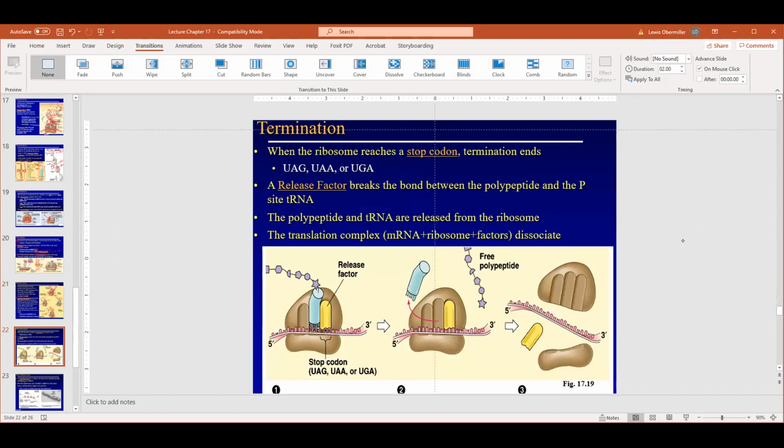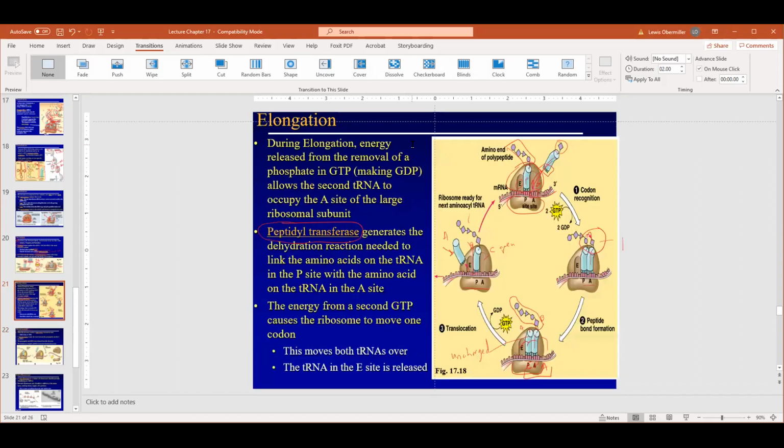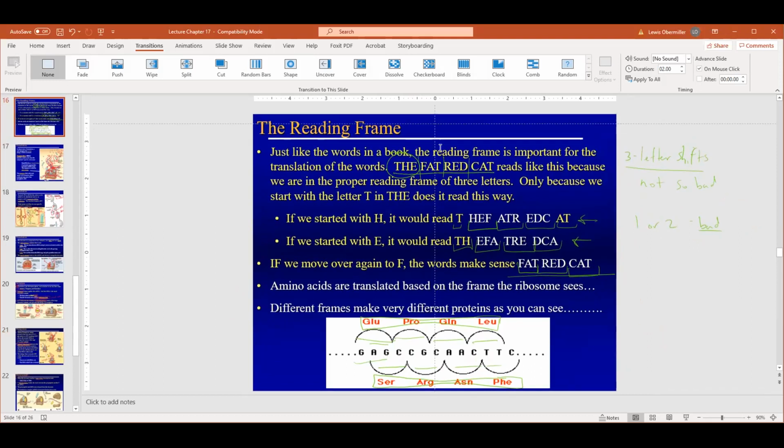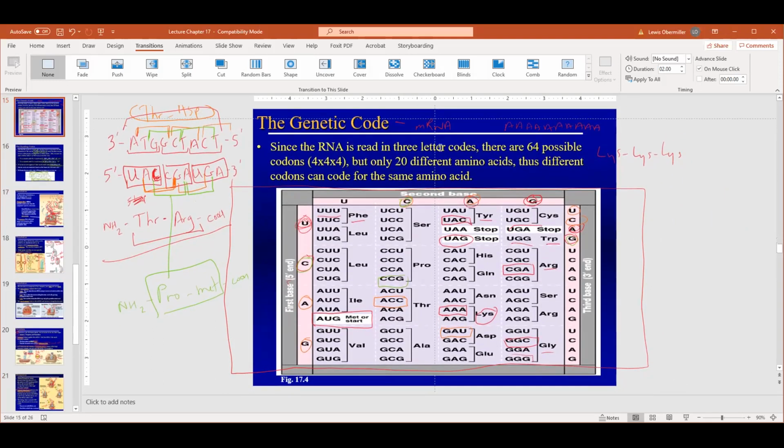All right, so it keeps doing that until it stops, and we call that termination. It only stops when it reaches a stop codon. And that stop codon is UAG, UAA, or UGA. And I'll show you, we'll go back to the genetic code. And you can see these are the stop codons.